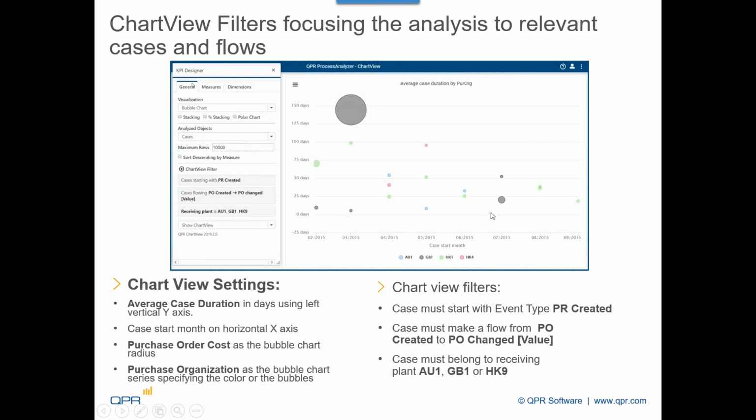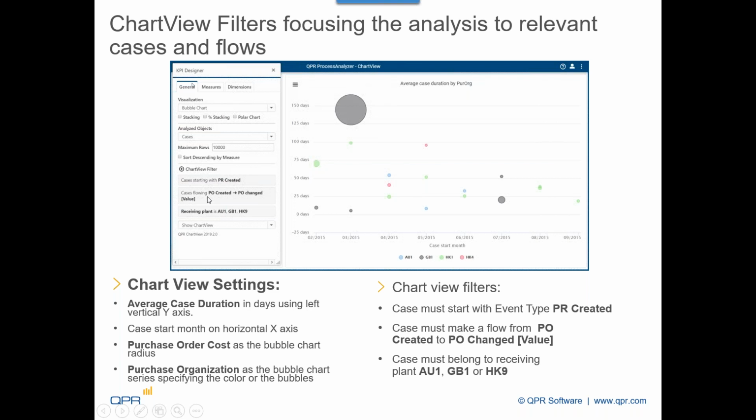Now, in addition to showing a lot of information, in version 19.2 we can also specify filters that specifically limit the data that is shown over here. And now you see the chart view filter section over here. So the cases that we are showing in this picture all have these in common. They all must start with the event type purchase requisition created. So that's one filter that has been applied to this chart. So the chart is only showing the cases that start with this particular event type.